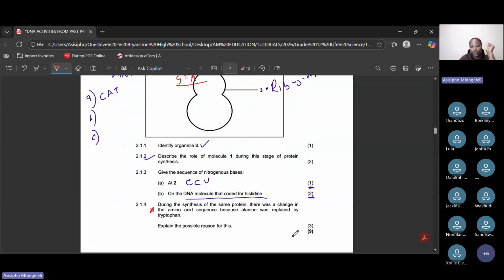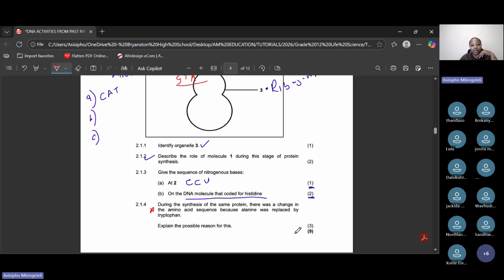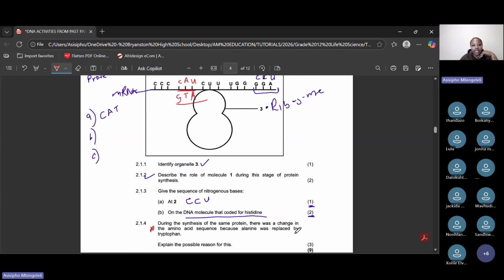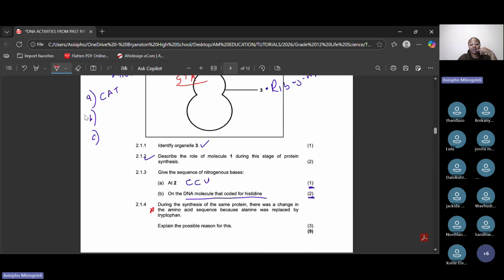They are saying during the process of making the same protein that you have on the diagram, there was a change in the amino acid sequence. Where's the amino acid sequence? There it is. This sequence of amino acids, meaning the order in which the amino acids are bonded with each other, has changed. Then they become specific about which amino acid. They are saying alanine was replaced by tryptophan.